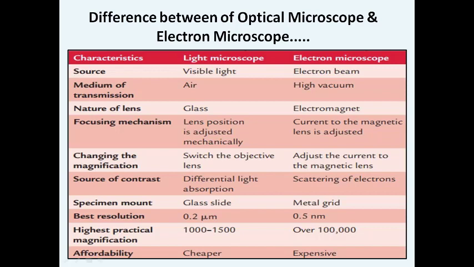So now consider the nature of the lens used in both microscopes. In a light microscope we utilize glass-based lenses, whereas in an electron microscope we replace them with an electromagnetic system. You can use either electrostatic lenses or magnetic lenses for manipulation, with a difference in focal length. Regarding the focusing mechanism, in a light microscope the lens position is adjusted mechanically, whereas in an electron microscope the current in the magnetic lens is adjusted.